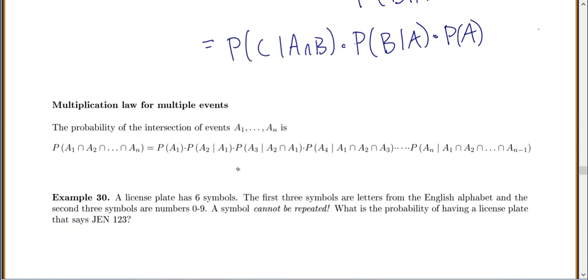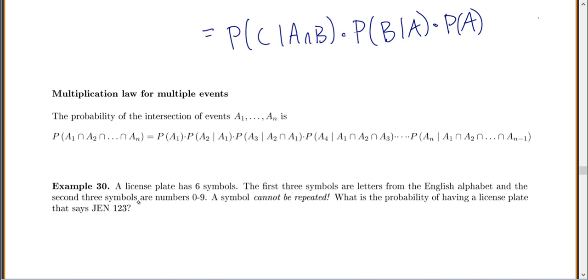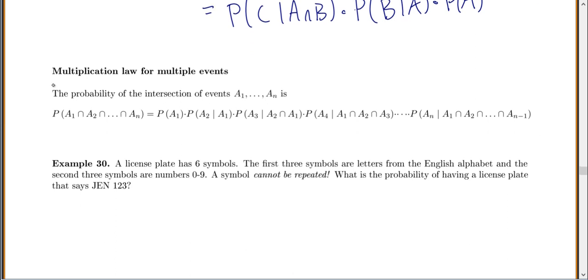Okay. Here's how you do it with logic. A license plate has 6 symbols. The first 3 symbols are letters from the English alphabet, and the second 3 symbols are numbers 0 through 9. A symbol cannot be repeated. What is the probability of having a license plate that says JEN 1, 2, 3? So sometimes I'll kind of write out what I'm looking for. So I need a JEN 1, 2, 3. Okay. Notice a symbol cannot be repeated, so that means again it's without replacement.